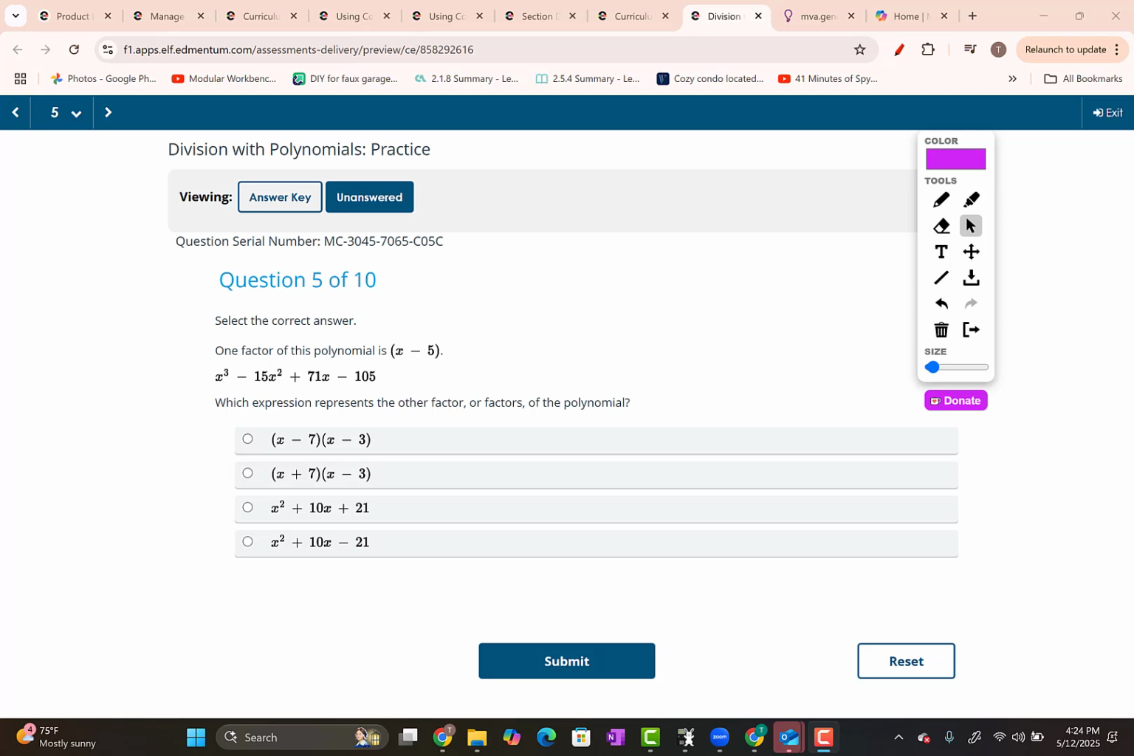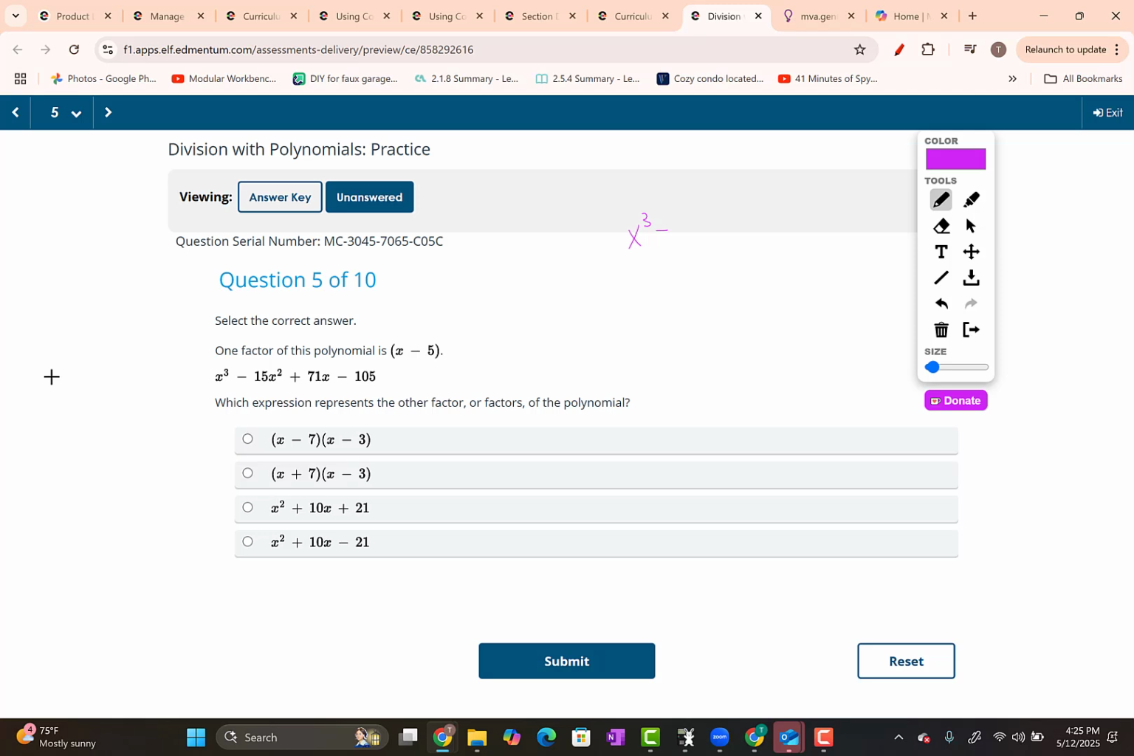One factor of this polynomial is x minus 5. Which expression represents the other factor or factors of this polynomial? So we need to use division, either synthetic or long division, to come up with the other factors. We're going to divide the polynomial. I'm going to use long division.